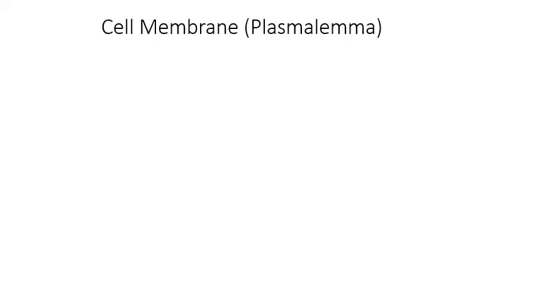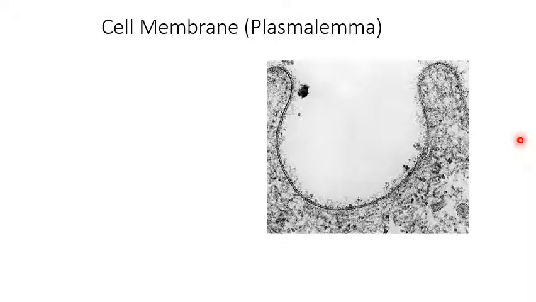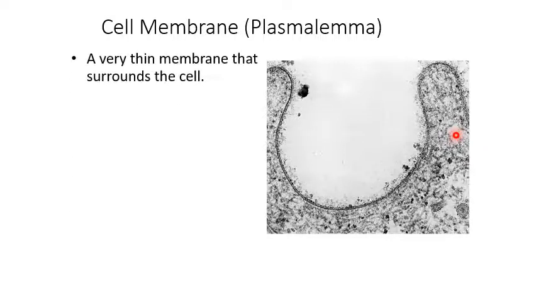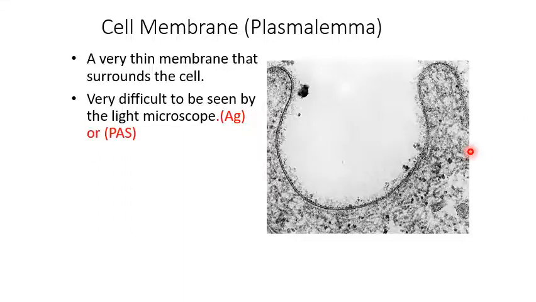First, we're going to study the cell membrane, or the other name, plasmalemma. Is this photo EM or LM? It's EM. So when I say cell membrane and put an EM picture, this means that it's very fine and difficult to be seen by the light microscope. The cell membrane is very thin, surrounding the cell. If you want to see it by light microscope, you should stain it with silver or a stain called PAS.